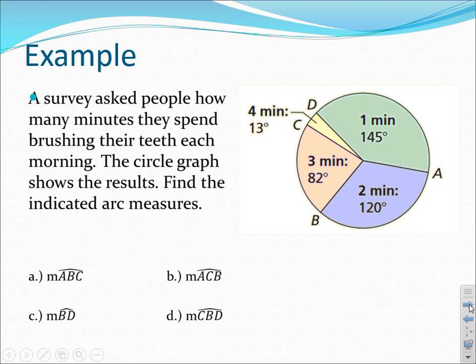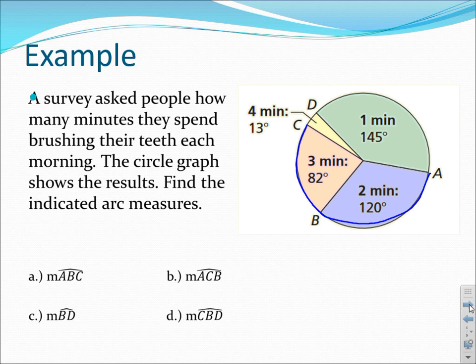So I want to figure out what the measure of arc ABC is. So what I would do, if you're not fully seeing it, I would take a pencil or something and kind of color code this. So if I'm looking, I start at A and I go through B and I end up at C.